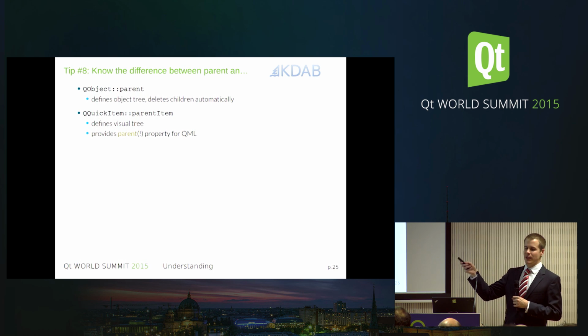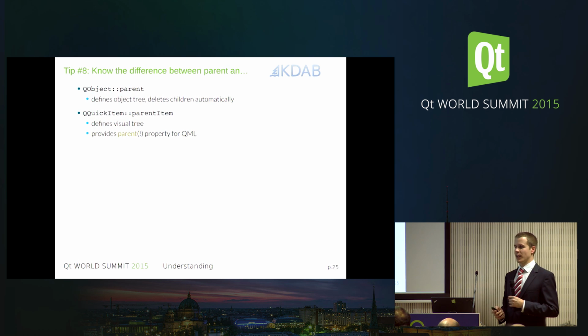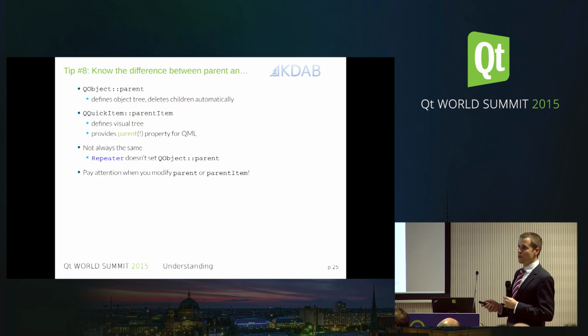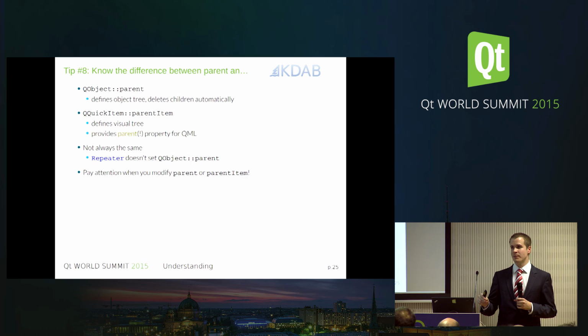because most people assume there's just one property, but there are actually two, parent and parentItem, and you need to be aware of that. For example, if you use a repeater, a repeater will set the parent item, but it will not set the parent. So parent and parent item will be different when your object was created by a repeater.